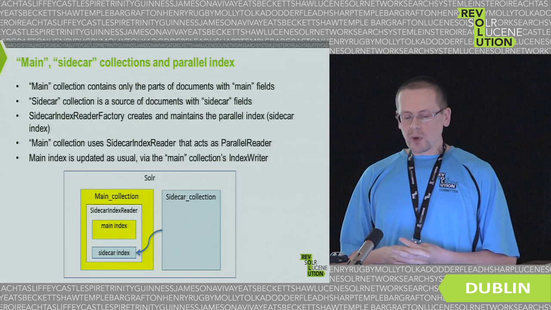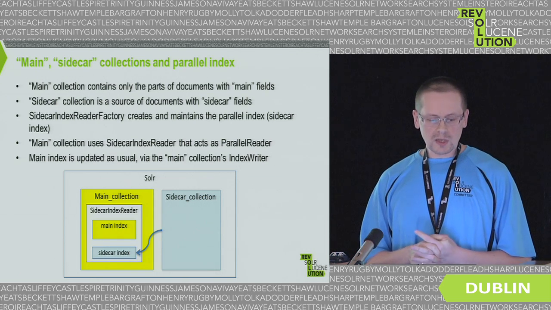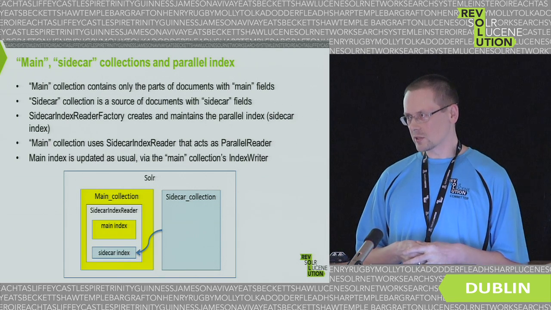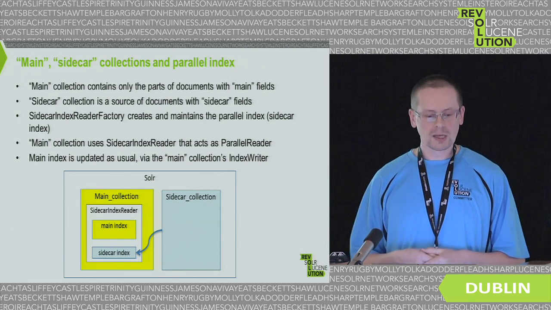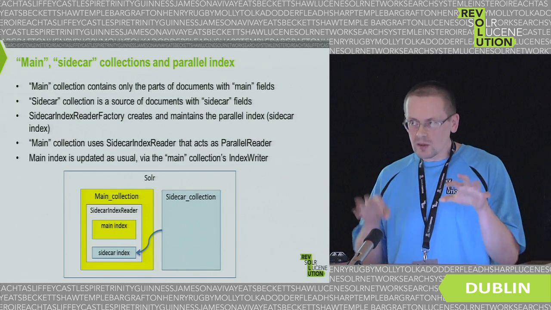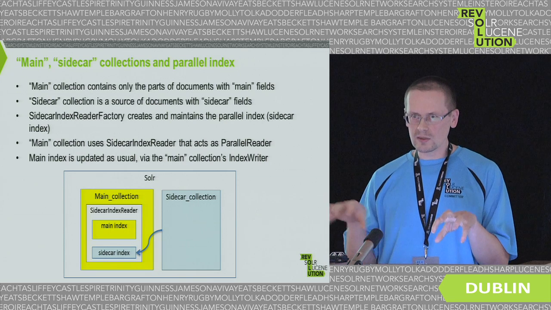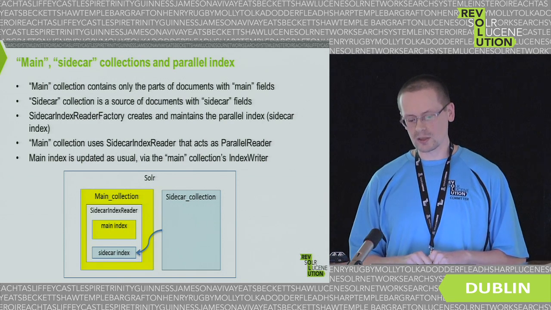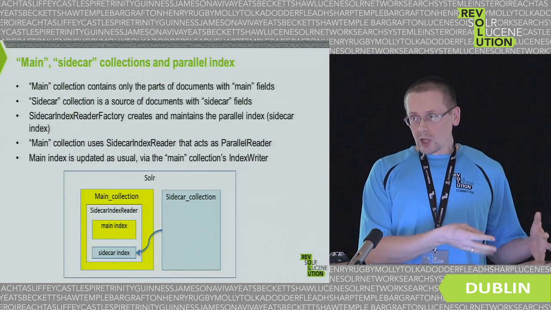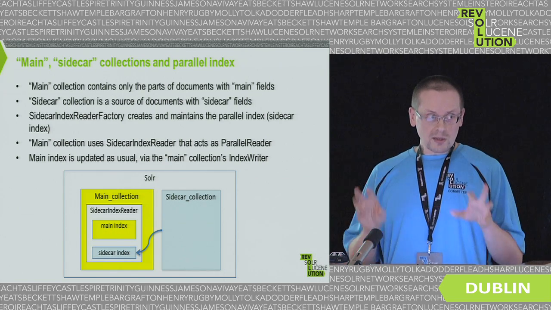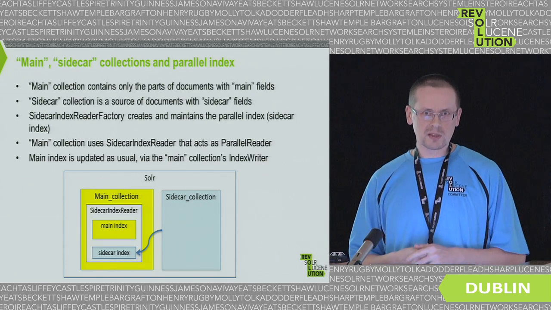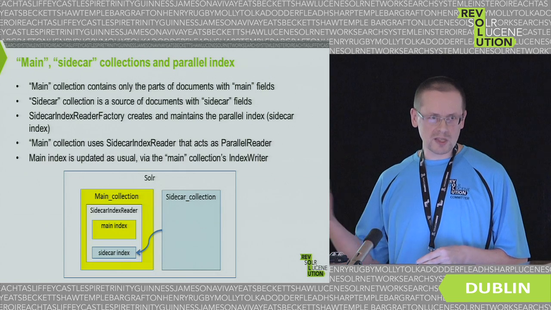And then there is a component in Solr, which is called Index Reader Factory, that actually knows how to open an Index Reader on a given index. And this sidecar Index Reader Factory creates and maintains this ensemble of the main index and this parallel index, the sidecar index. So the main index is updated as usual, and the magic of this sidecar index reader factory is that it knows how to update this sidecar index with the data coming from the sidecar collection.